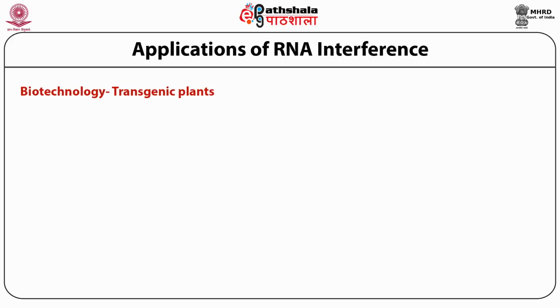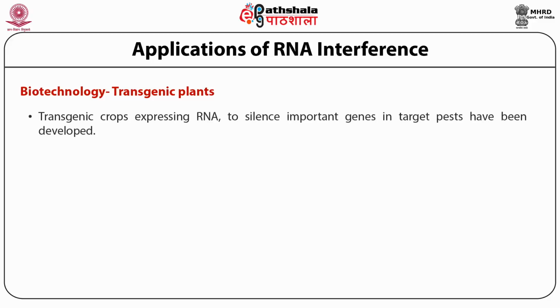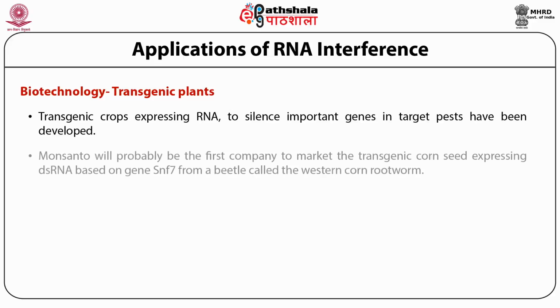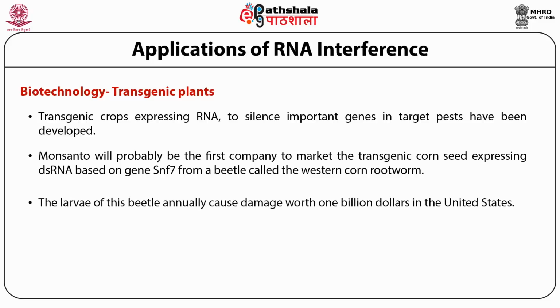RNA interference is being actively applied in the field of generation of transgenic plants also. Transgenic crops expressing RNA to silence important genes in target pests have been developed. Monsanto will probably be the first company to market the transgenic corn seed expressing double-stranded RNA based on gene SNF7 from a beetle called the western corn rootworm. The larvae of this beetle annually cause damage worth $1 billion in the United States.